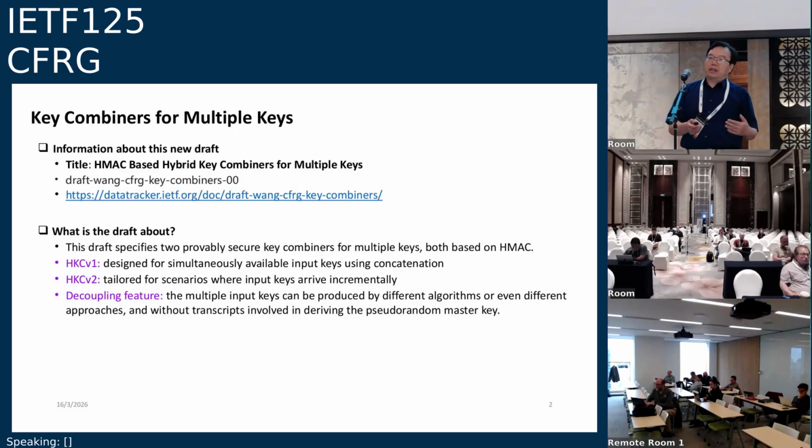The main feature of our construction is decoupling. It generates a pseudorandom master key from multiple original keys, which can be obtained from different methods. We do not need the public key or the ciphertext as input, so it is more efficient. The next feature is that we hope our security proof is more rigorous and more useful.